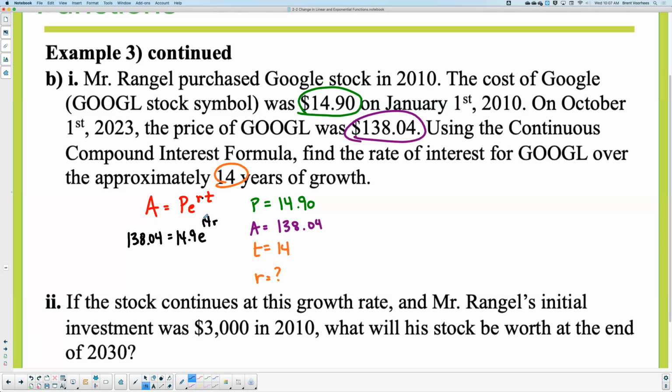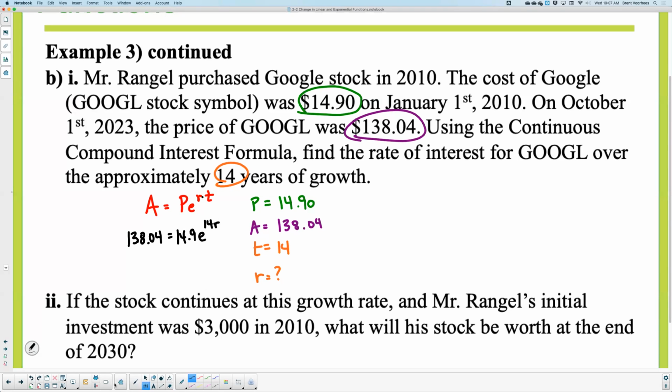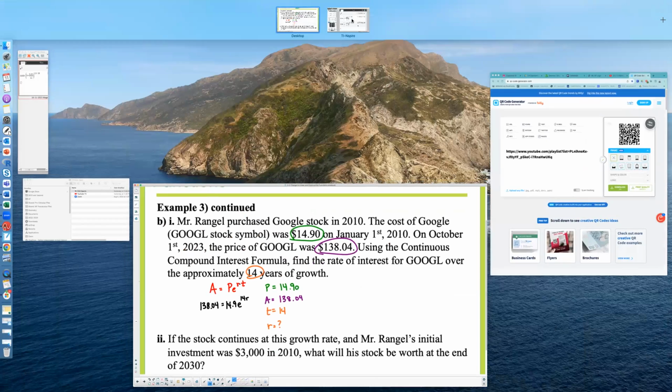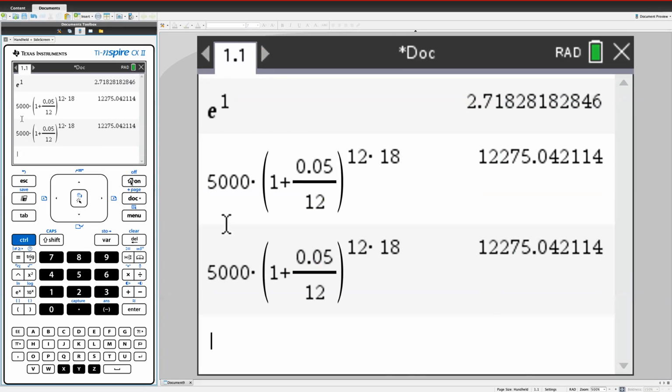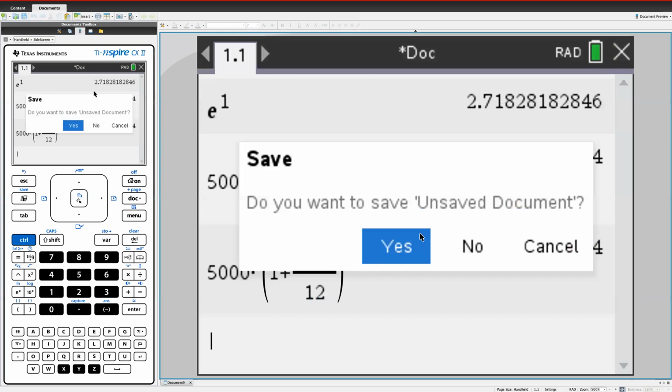Now, what we're going to do is solve this because I haven't told you how to solve it. It's quite simple to solve, but you just haven't learned how to do that yet. So let's go over and solve this. If you don't know, what you're going to do is press menu 3-1. I'm going to clear out all this.